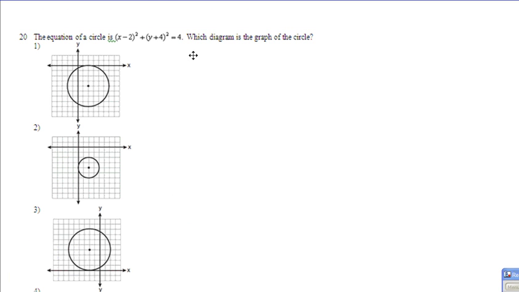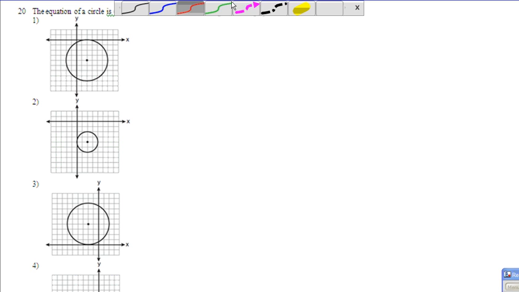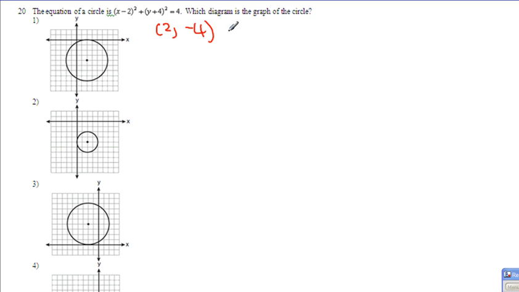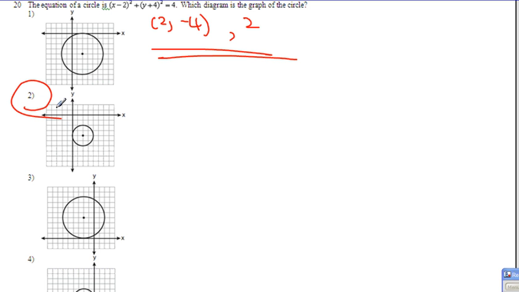Number 20. As we have done this one before, when you read off from the equation, we realize the center is 2, and we negate this expression, minus 4. And then the radius is square root of 4, which is 2. That is the information we need. So 2 comma negative 4. I believe this is 1, and this is 1. And then the radius has to be 2, so this one seems to be radius being equal to 2. This one seems to be a bit too much. So therefore, I'm going to pick choice 2 as our answer.